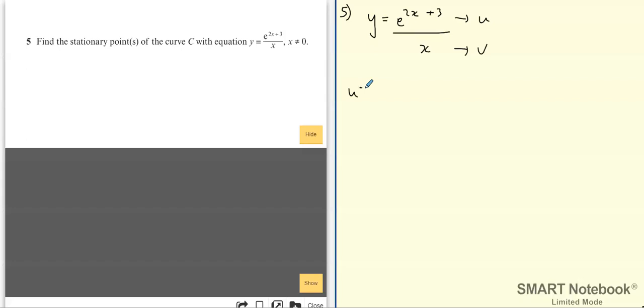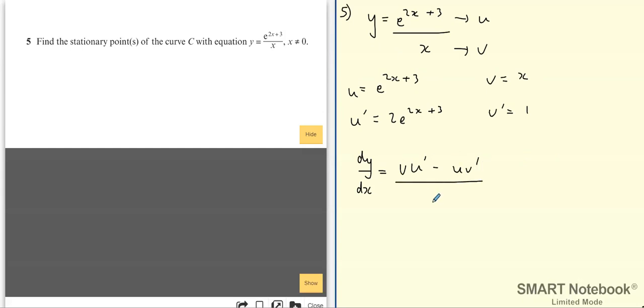So u equals e to the 2x plus 3. U dash is going to equal 2e to the 2x plus 3. V is equal to x. V dash is going to equal 1. So now if we differentiate this, we should remember it's vu dash minus uv dash all over v squared.